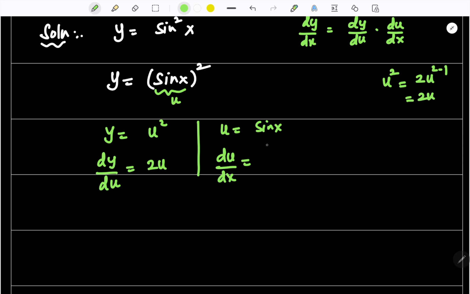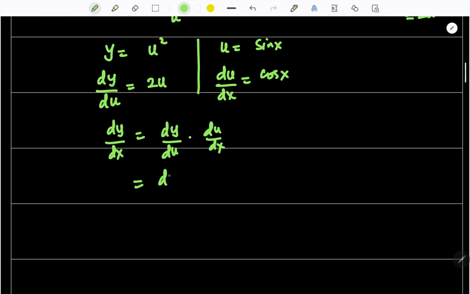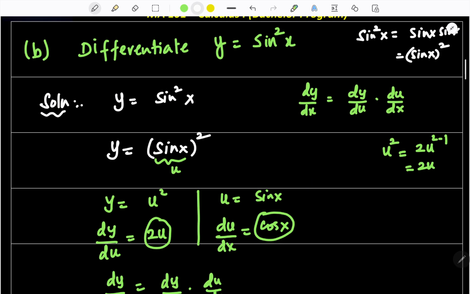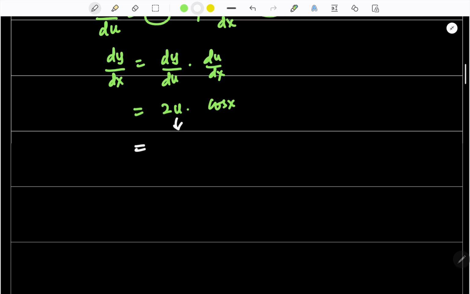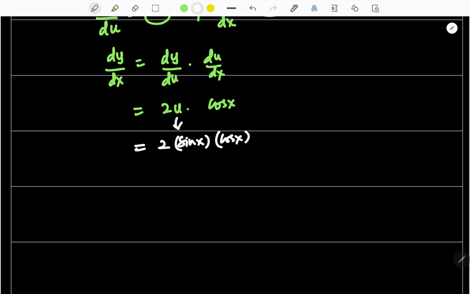Right. What is the derivative of sine x, teacher? Which is cosine x. So what is the formula? dy divided by dx equals dy divided by du times du divided by dx. So dy divided by du is 2u, and du divided by dx is cosine x. This is 2u and this is cosine x, right? This equals, you need to substitute because u is the variable we gave. So we need to replace it. What we called u is sine x. So this equals 2 sine x times cosine x.